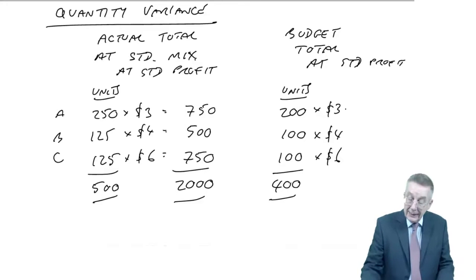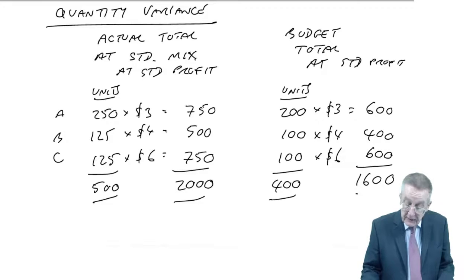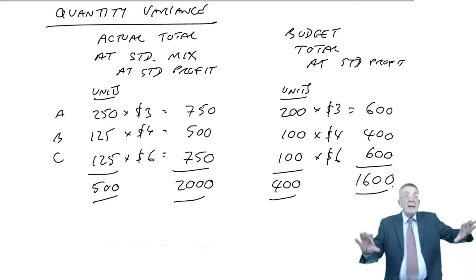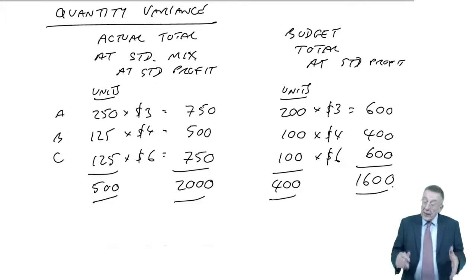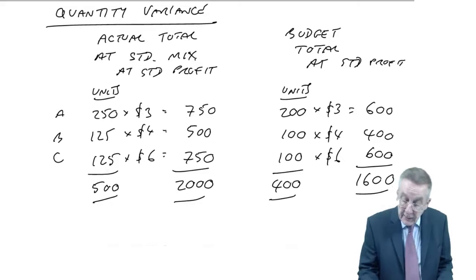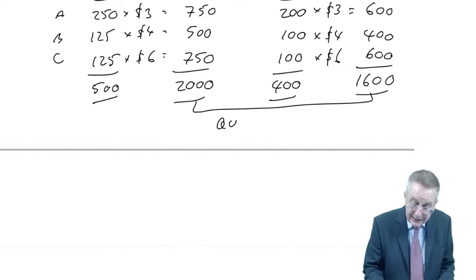The budget total, $1,600. So even if the mix hadn't changed at all, the fact we've sold more, we knew from the very beginning, that alone would have given us extra profit, 400.